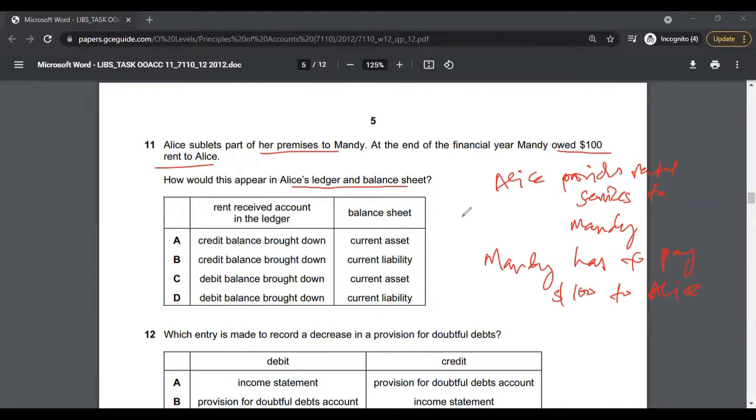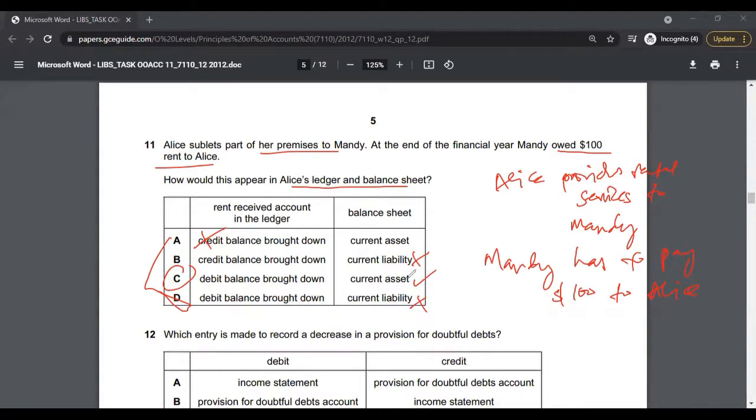So that would be basically on the balance sheet, this is going to be a current asset. So you can remove option B and option D. You immediately come down to either A or C. So if you look, rent received. Yeah, she has not received the rent, so it's not going to be credit. It's actually going to be debit. The answer to multiple choice 11 is actually option C.